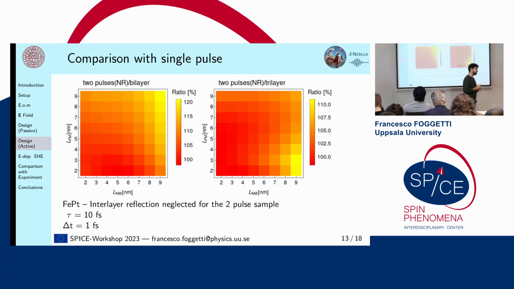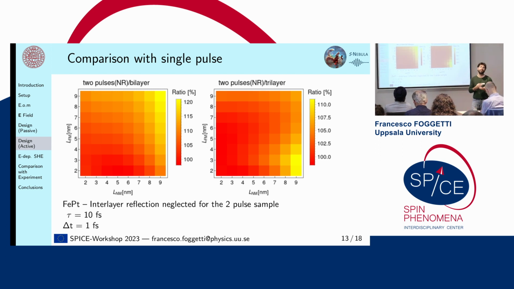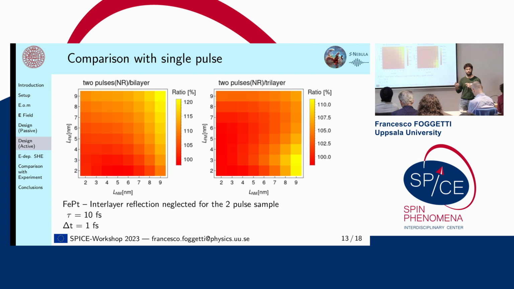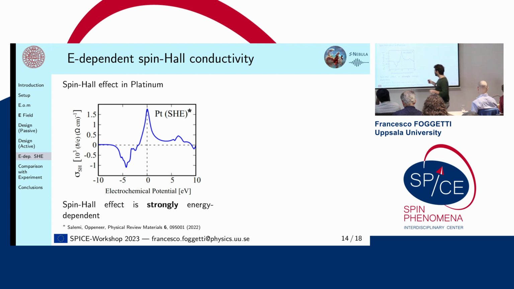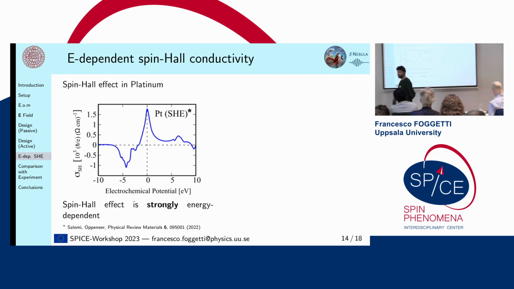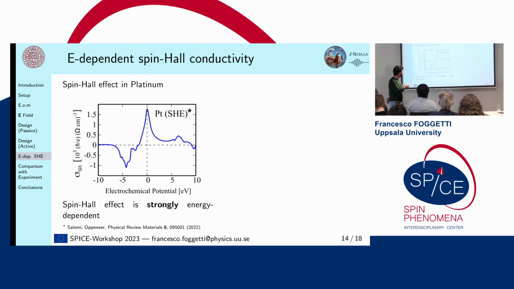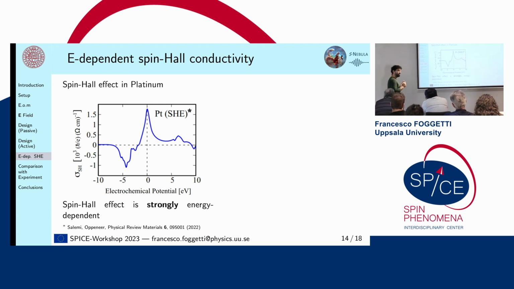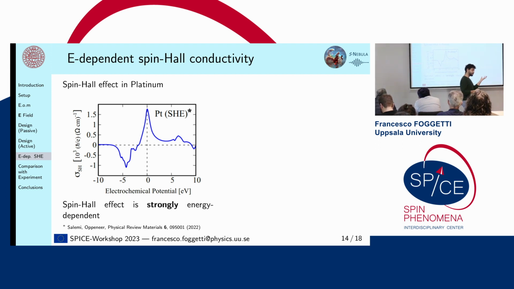I also mentioned in the introduction something regarding the energy dependence of the spin Hall effect in this material and how that affects this. Spin Hall conductivity in platinum is quite peaked at low energies, and it gets lower and lower as we move away from the Fermi energy. Remember that I said that we excite electrons from 0 to 1.5 eV. That means that the electrons that will be excited in platinum will carry with them a different, let's say, importance into the conversion of the spin current into charge current.